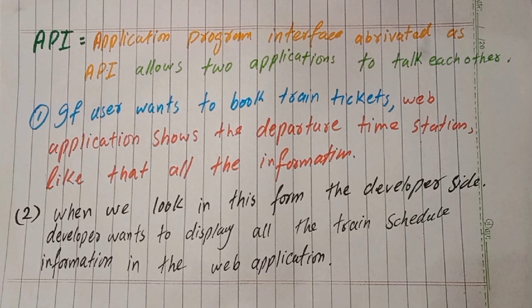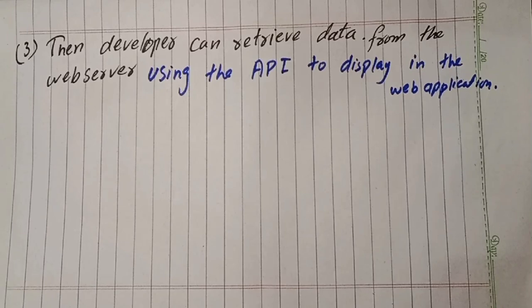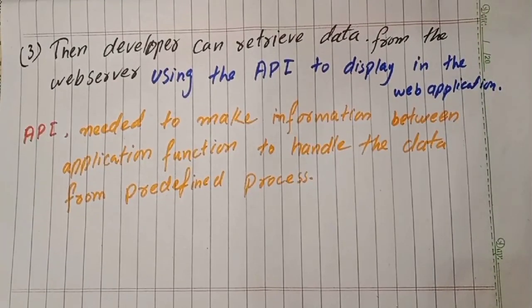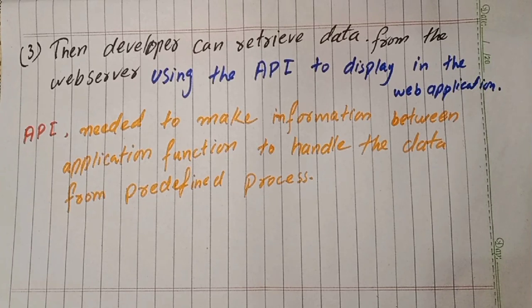When we look at this form, the developer wants to display all the train schedule information in the web application. The developer uses the API to get this train information from the web server, where all the train details and information are stored. Then the developer can retrieve data from the web server using the API to display in the web application. However, the API is needed to make the connection between application functions to handle the data from a predefined process.